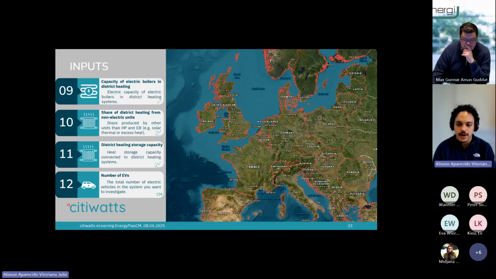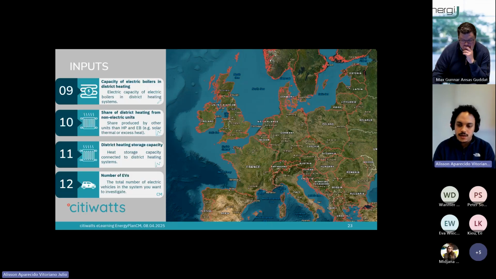So the number 9 is the capacity of electric boilers, which is similar to number 8, but again, referring to electric boilers. The number 10 is the share of district heating from non-electric units, which refers to the share of total heat demand produced by other units that are not heat pumps or electric boilers, like soil thermal, excess heat, and etc. And these numbers can be found in statistics, or they can be used as a decision parameter for future projections, given the diversification of the heat sources.